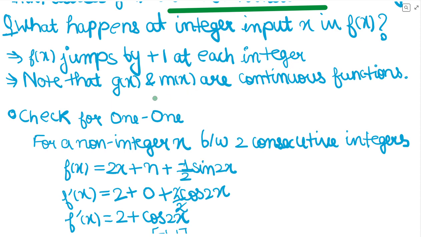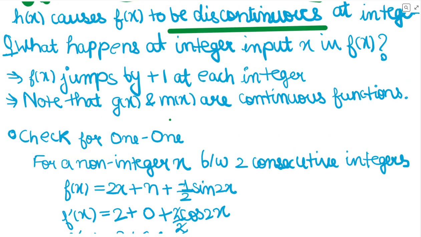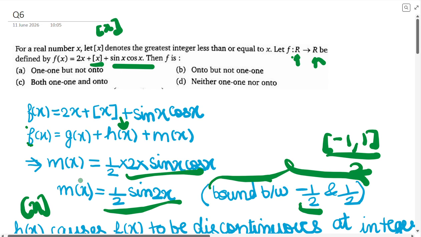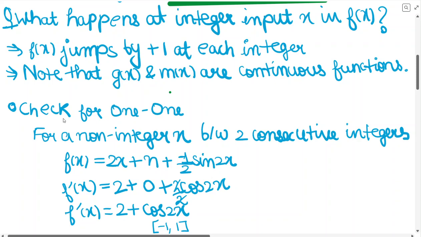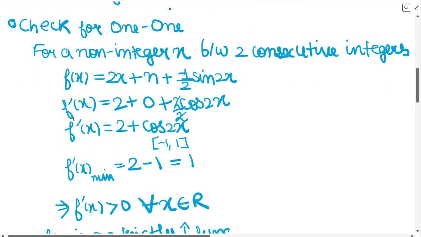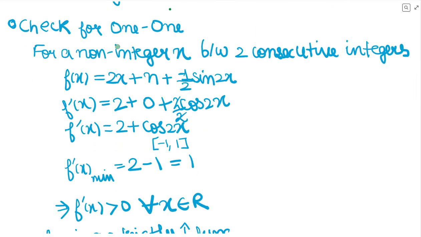Note that g(x) and m(x) are continuous functions. Of course, m(x) is half of sin 2x and sin 2x is continuous, because of which m(x) is continuous, and g(x) is 2x, which is also continuous. So we are just trying to observe different properties of this function and jot them down here, right? Okay, so now we are going to check the whole function for one-one.